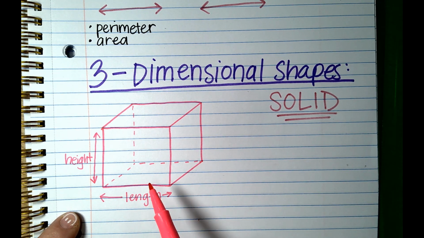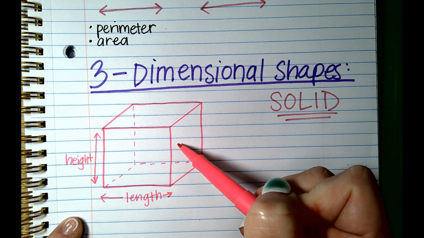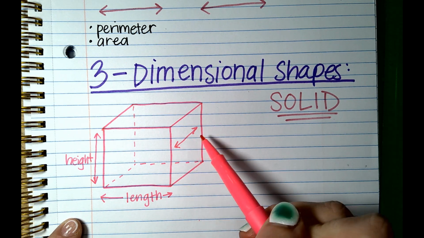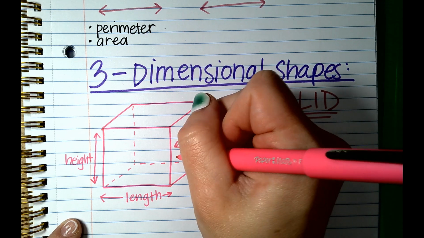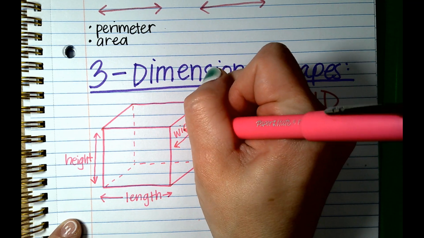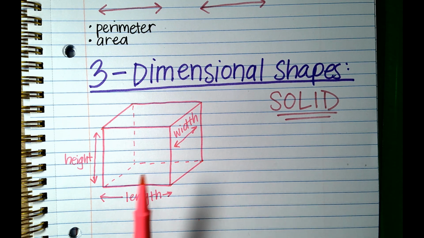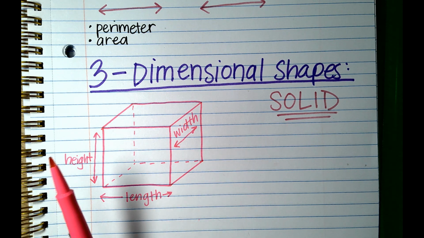And the third dimension now goes this way, across this side of the shape. You see that? This is our width. Now, is this the length times width times height? Yes. Length times width times height.